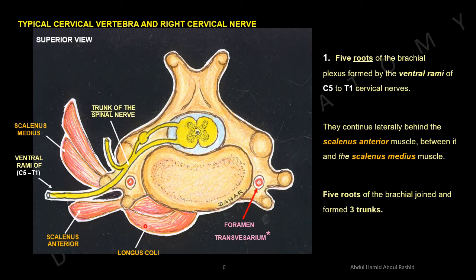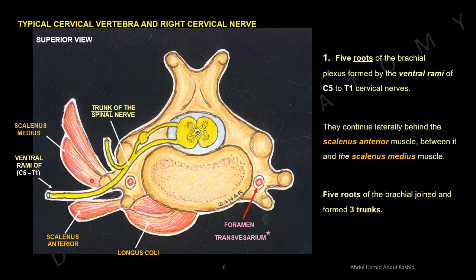What are the muscles here? This is in front of the vertebrae. You can see longus colli muscle. This is one of the prevertebral muscles. On lateral side, anterior tubercle is where scalenus anterior muscle originates, and posterior tubercle is where scalenus medius muscle originates.